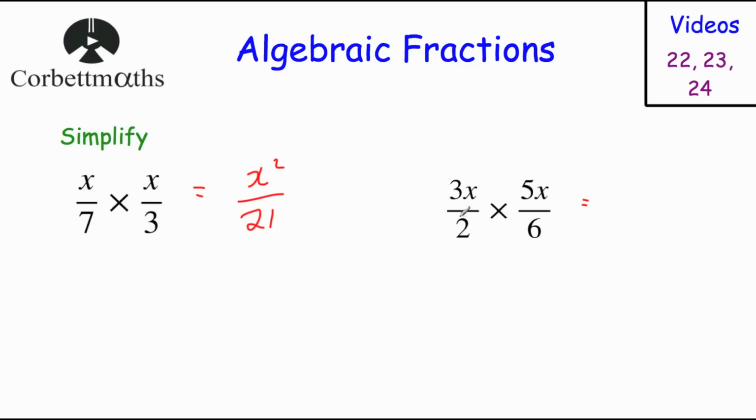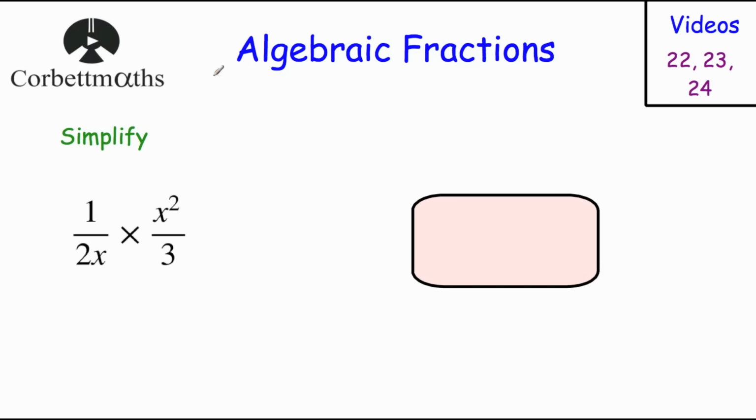This time we've got 3x over 2 multiplied by 5x over 6. Again, we're going to multiply numerators: 3x times 5x is going to be 15x squared. And then multiplying our denominators, 2 times 6 is equal to 12. Now, one thing I noticed on this fraction is we've got 15 on the numerator and 12 on the denominator, and they're both divisible by 3. So we can cancel down this fraction by dividing both the numerator and denominator by 3. That gives us 5x squared over 4, and that's it.